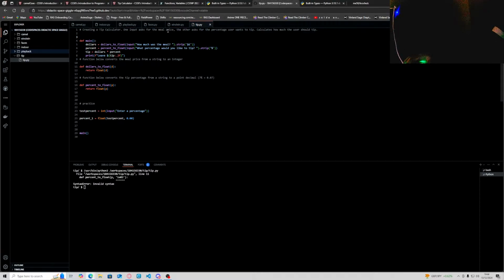Creating a tip calculator. One input asks for the meal price, which is this one, dollars. The other asks for the percentage the user wants to tip, which is percent. After inputting these, it calculates how much the user's tip is in money. So this function converts dollars from a string to an integer. And this one, which I'm struggling with, is meant to convert the percentage into a decimal point, whatever. I'll find it.